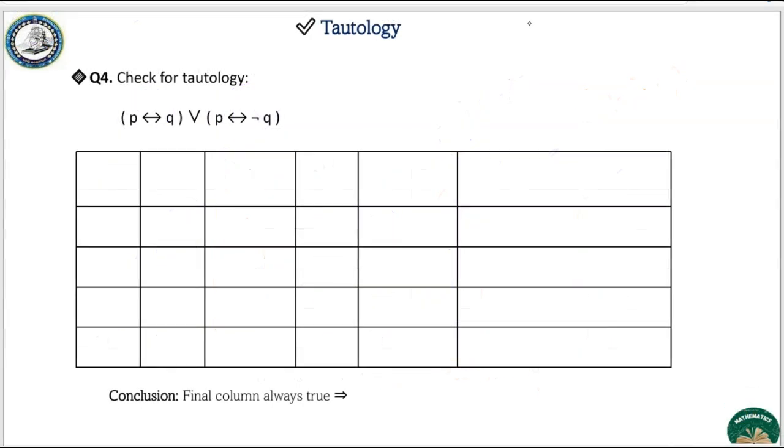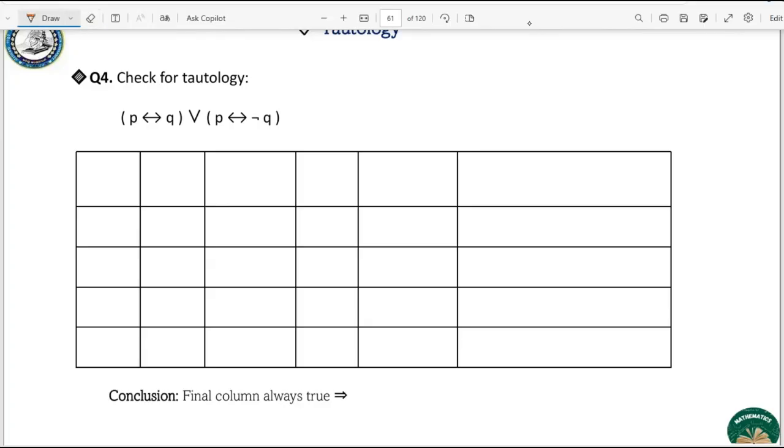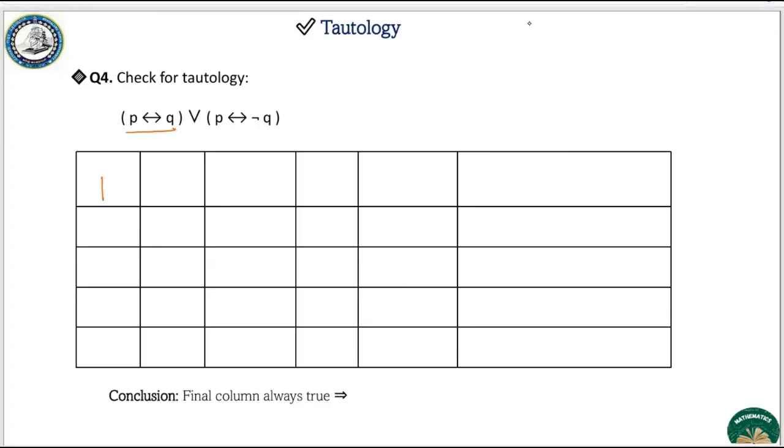For the next one, here they have given P. First one is P double implication Q. So we have P and Q. So the first bracket is P double implication Q. The second bracket we have is negation Q, so we'll write negation Q. And then it is P double implication negation Q. So now we'll call this as 1 and we'll call this as 2. Then we have 1 and 2 with the OR operation. So we'll do 1 or 2.